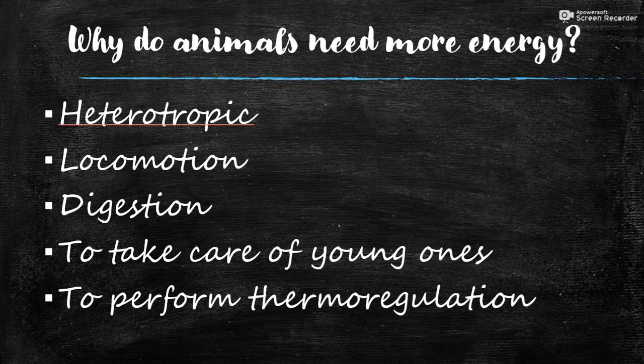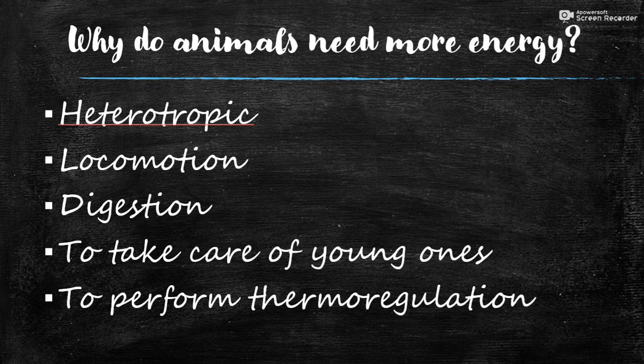The muscle cell will be producing heat by doing some shivering actions, like whatever we discussed in the skin lesson. So heat has to be produced by our body cells to make our body warmth. So these are the major areas where we need too much energy when compared with plants, right?